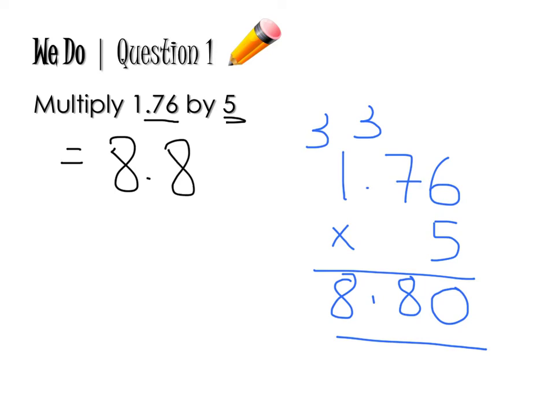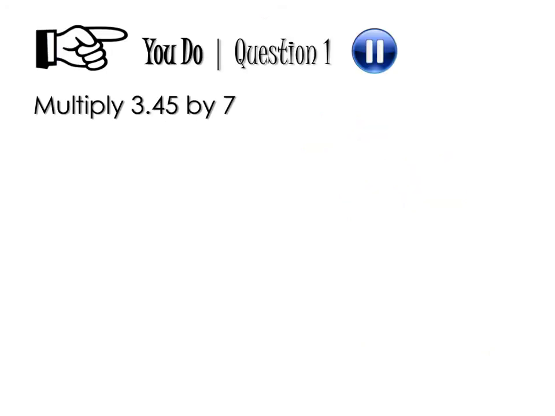Like I said, the 0 can be eliminated because the 0 doesn't mean anything now. It doesn't hold any place. Okay, so it's either 8.8 or 8.80. It's up to you. Okay, your turn. Try this now. Copy down the question. Work out the solution. Once you're done with the solution, play the video again to check your answers. Alright, pause the video now.